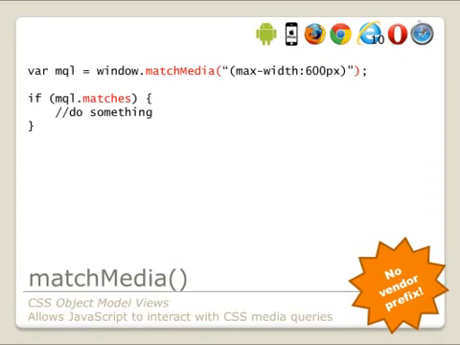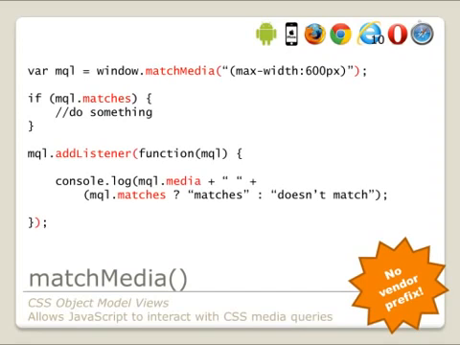So first there's a matches property, which is a Boolean value that tells you if the media query is currently matching for the window. Now this value is automatically updated. So if you were to continually check matches, it will always give you the correct value. It's defined as a getter. It's not a static property.